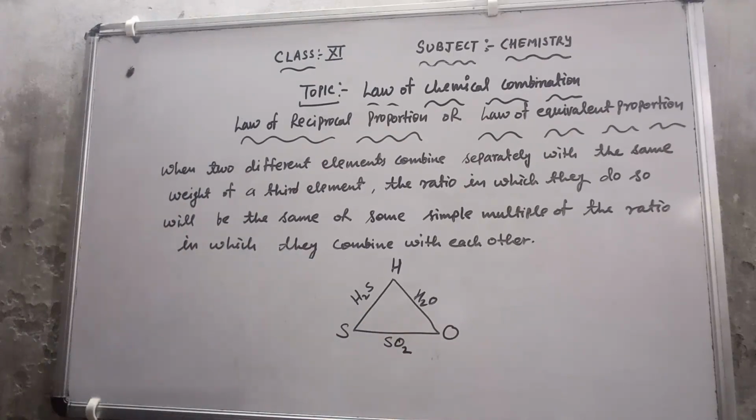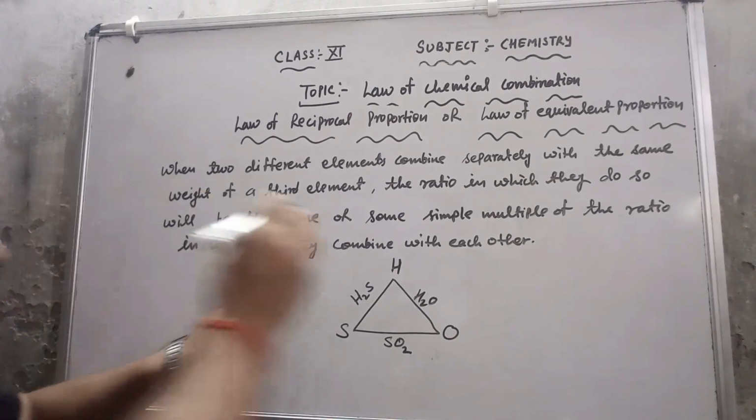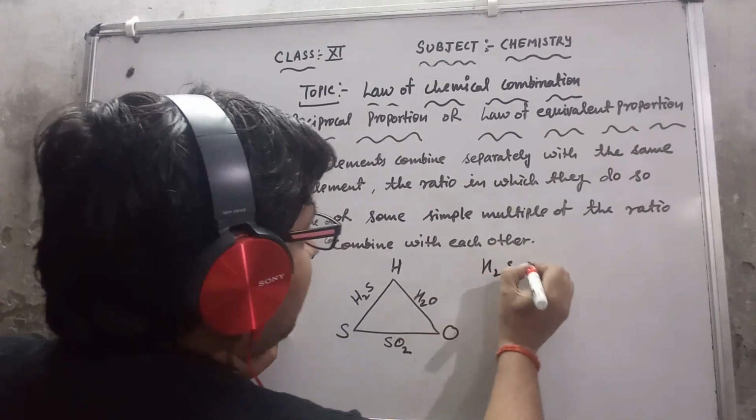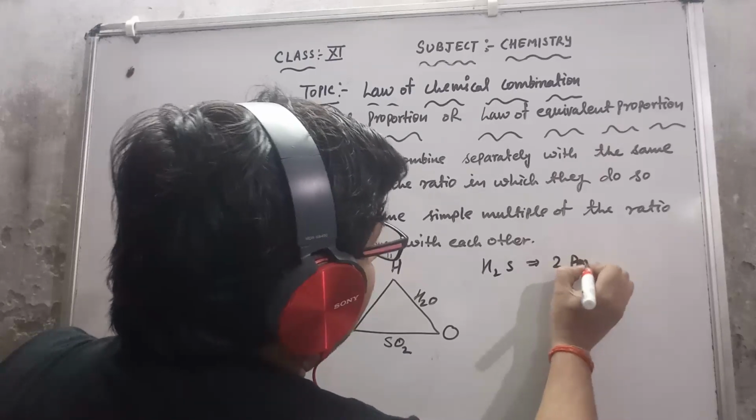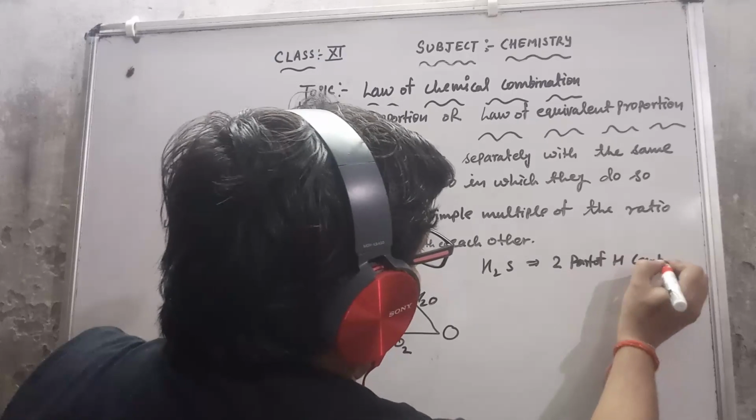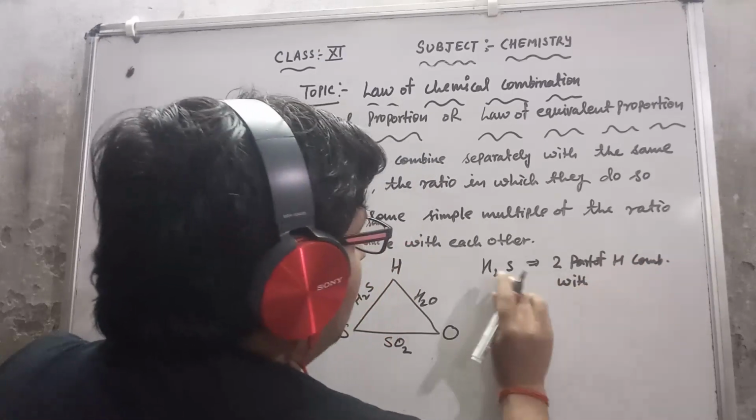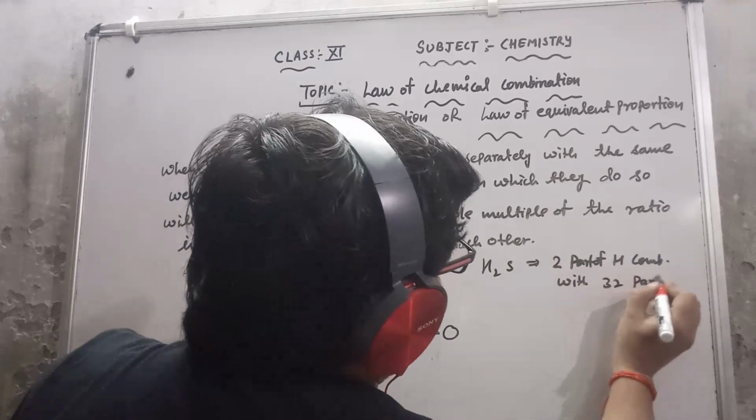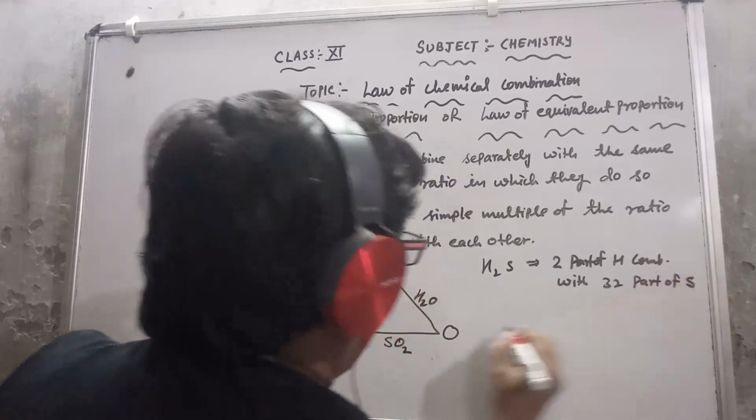So here you will check out all the different compounds. In hydrogen sulfide, H2S, 2 parts of hydrogen combine with 32 parts of sulfur.